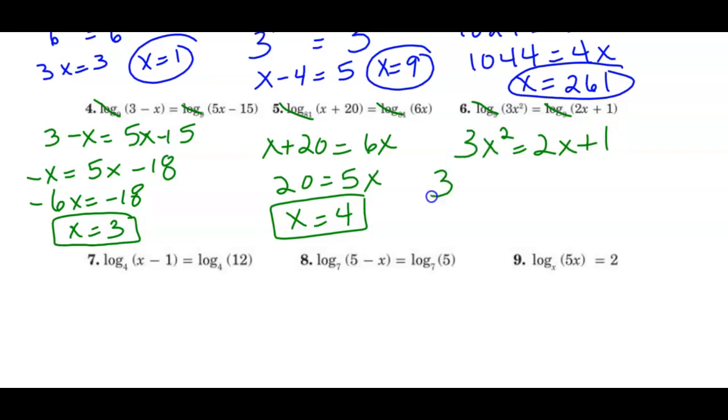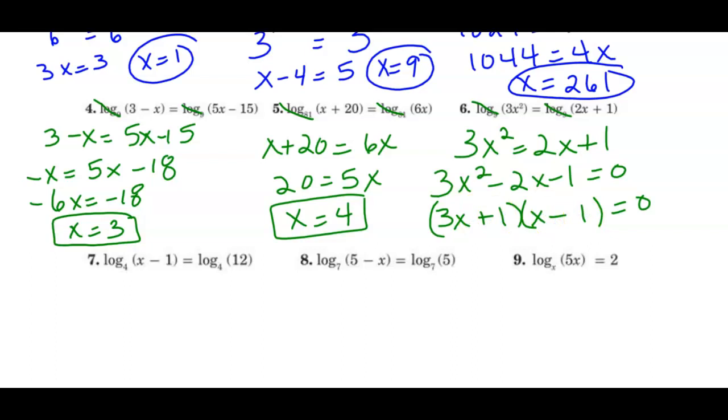Here's a quadratic. So we should get x equals negative 1/3 and x equals 1.